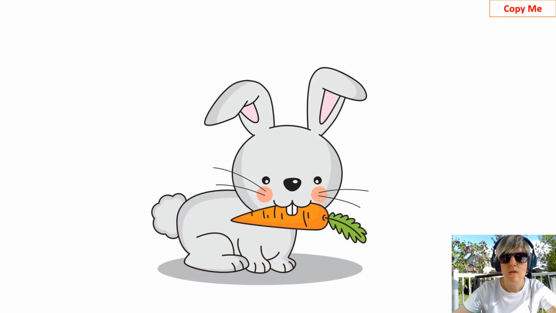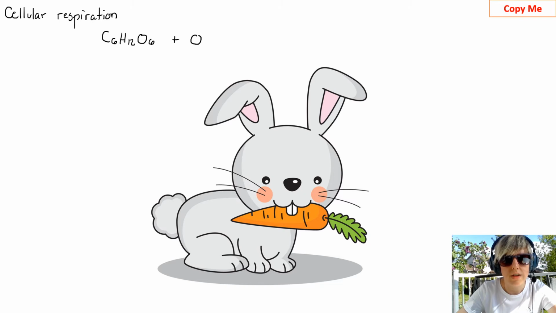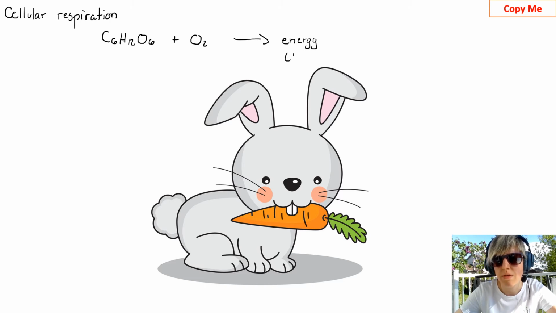Now, cellular respiration, so this is what we're looking at right now, is the chemical reaction where glucose in the presence of oxygen is burned, and in this burning reaction, it releases energy, usually thermal energy, releases carbon dioxide, and releases water vapor.